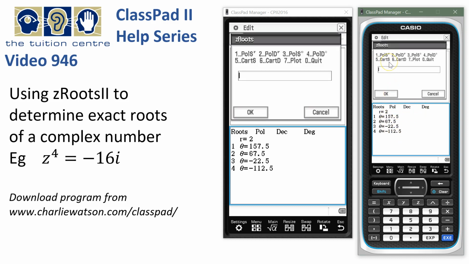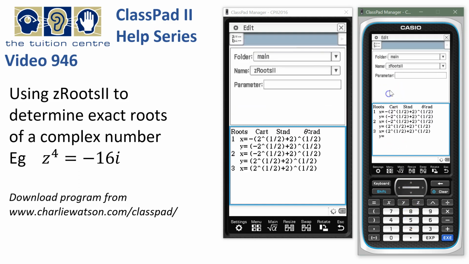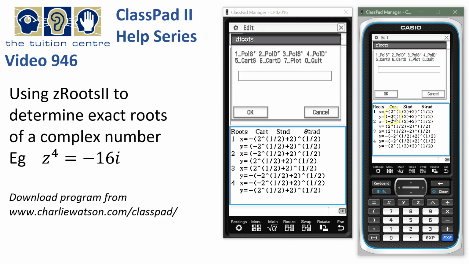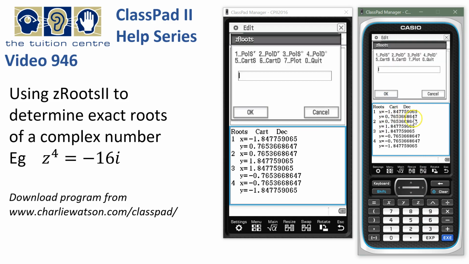Option 5 will give us solutions in Cartesian form. So here we go. Now they're kind of pretty hard to interpret what's going on there. We'll come back in a second. 6 will convert all these into decimal mode. So option 6 gives us them all in decimal form, but again the Cartesian. So X, the real part, Y, the imaginary part.